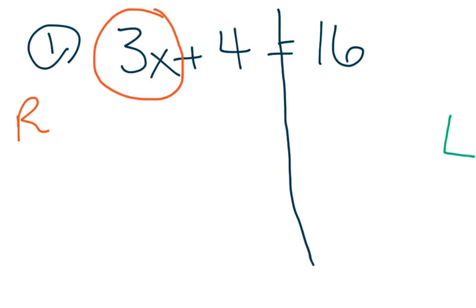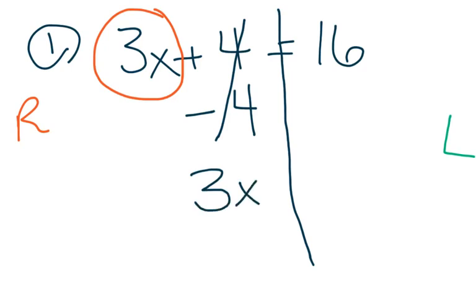So what I am going to do first is the opposite of addition, which is subtraction, in order that I can eliminate the positive 4 by taking 4 away, and then the group with the x in it, 3x, is isolated. But remember how we talked, if you do something to one side of the equation, you got to do it to the other. And so 16 minus 4 is 12.